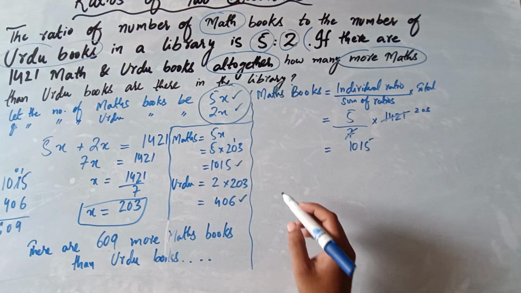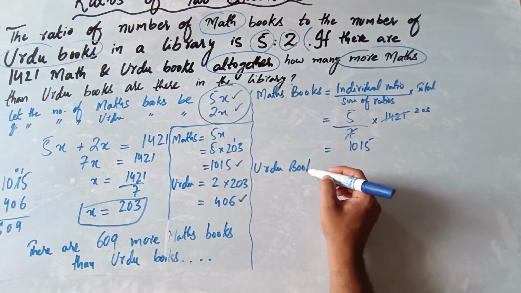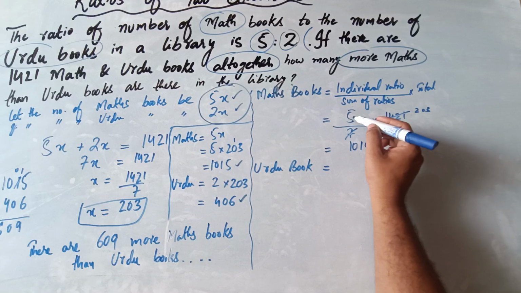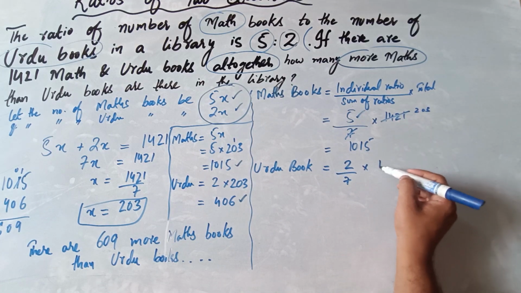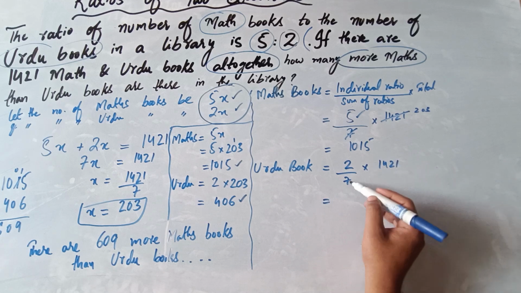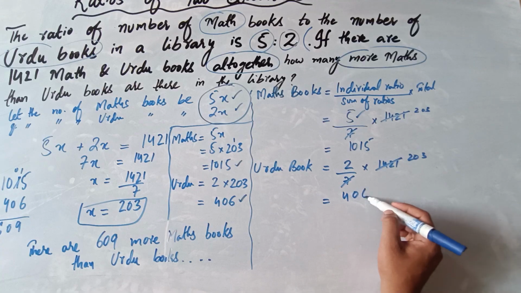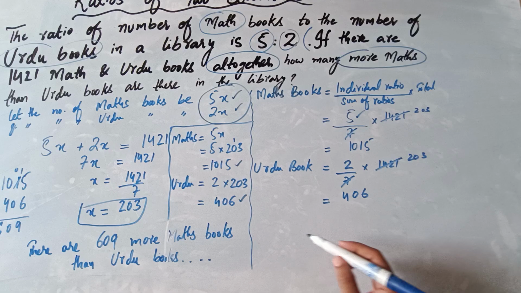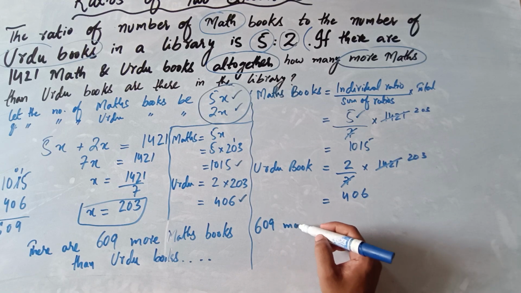In the same way we will find Urdu books. We use the same formula, and for Urdu books we just change this value: 2 divided by 7 multiplied by 1421. 7 ones are 7, and 203 is the result. This again gives us the same answer as before. If we subtract them, 609 more maths books are there.